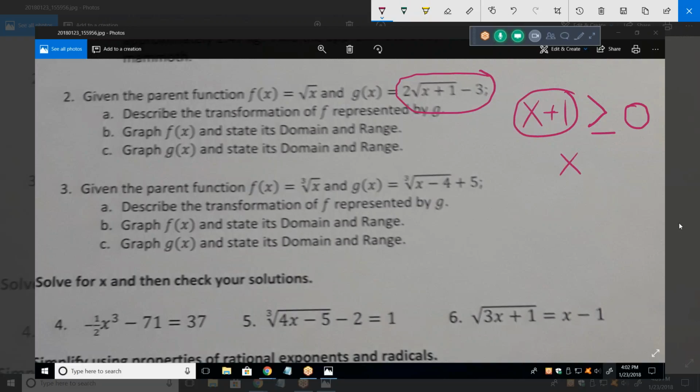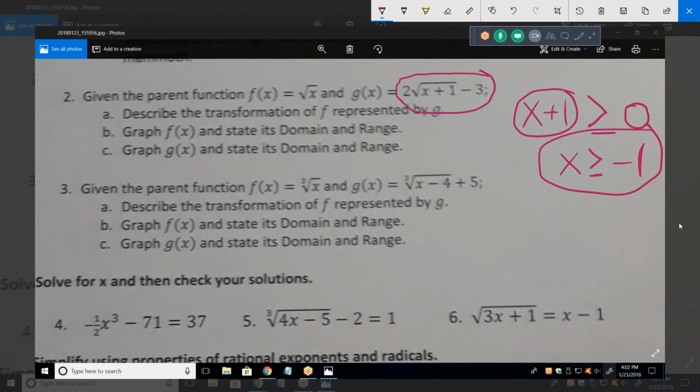So, x is greater than negative 1. Greater than or equal to. Okay, so that's right. In other words, we know x has to be greater than or equal to negative 1. It could actually be negative 1. Notice that if it's negative 1, you're taking the square root of 0. Well, you can do that.